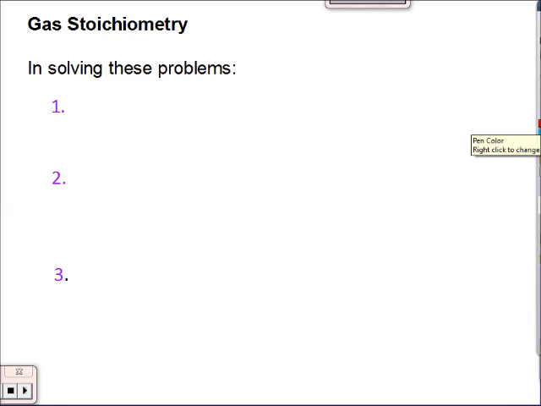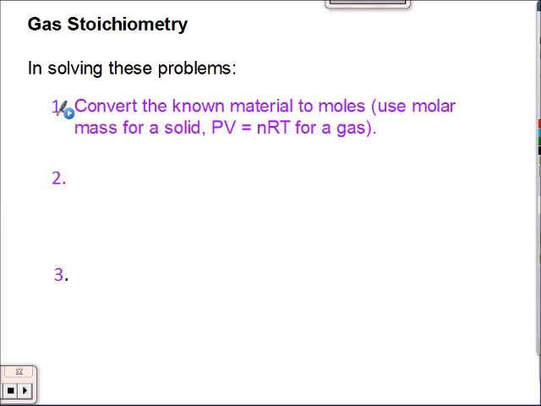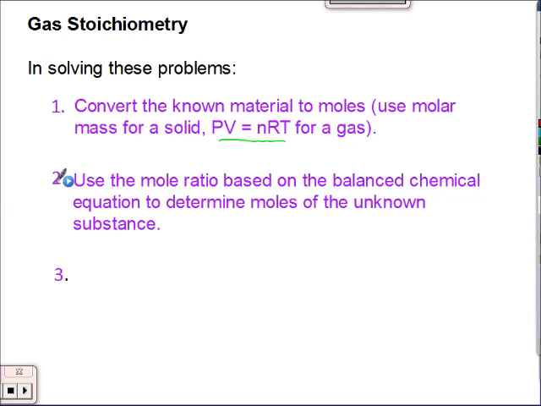Now, to solve these gas law problems, first step, convert the known material to moles. Pause this if you need to write this down. If we have a solid, we're going to use molar mass. If we have a gas, we use PV equals nRT. Again, a solid is just like we just finished in our previous chapter. We're going to use the mole ratio next.